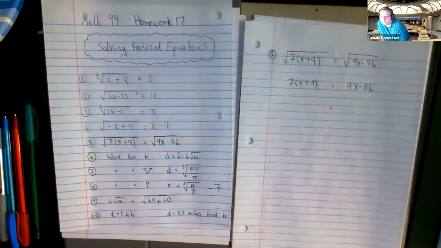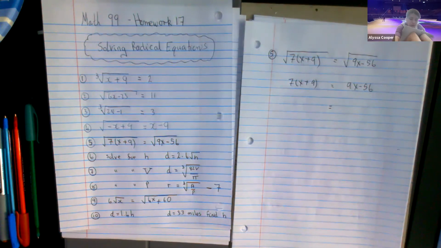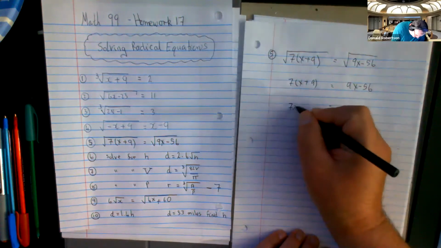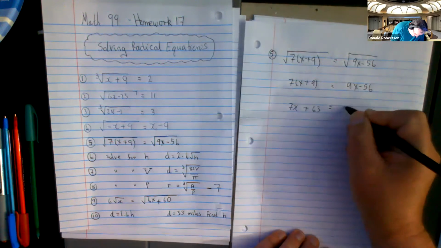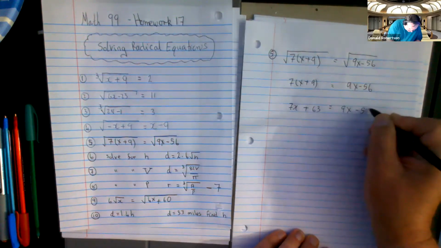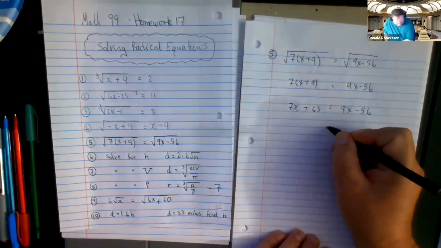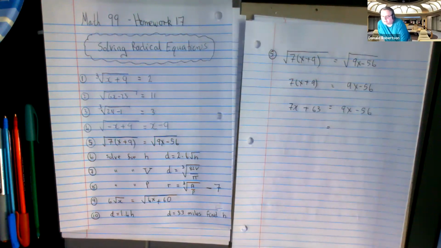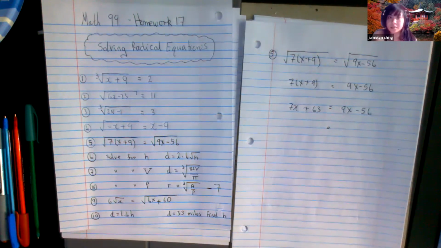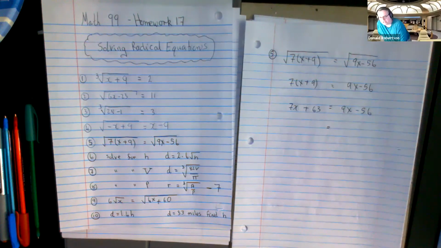Especially here. Distribute the 7. So 7 times x and 7 times 9. What's next? Factor the 9x to 56. You know, take it out as a common factor. Jamie Lynn, is that what you're thinking? Yeah. I don't think I want to do that.